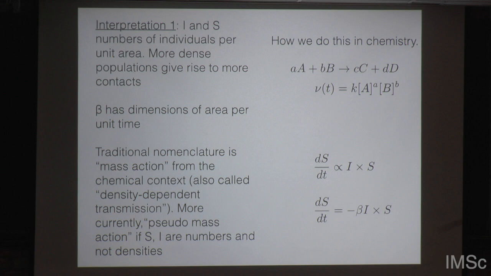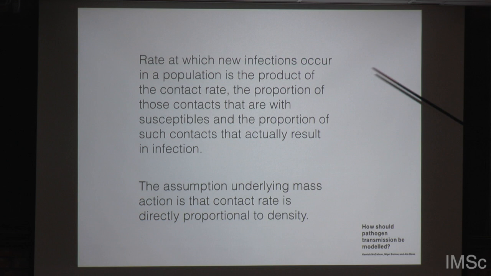Therefore, dS/dt must be negative because both I and S are positive. They're just numbers. So the rate at which new infections occur in a population is a product of the contact rate, the rate at which people contact each other, the proportion of these contacts that are between susceptible and infected people, and the proportion of such contacts that actually result in infection. So there are these three questions that you raise. How many contacts am I making? How many of them are with susceptible people if I'm infected? And how many of those contacts are productive, in the sense of actually leading to an infection? So the assumption that underlies what I wrote down is that the contact rate is directly proportional to the density.